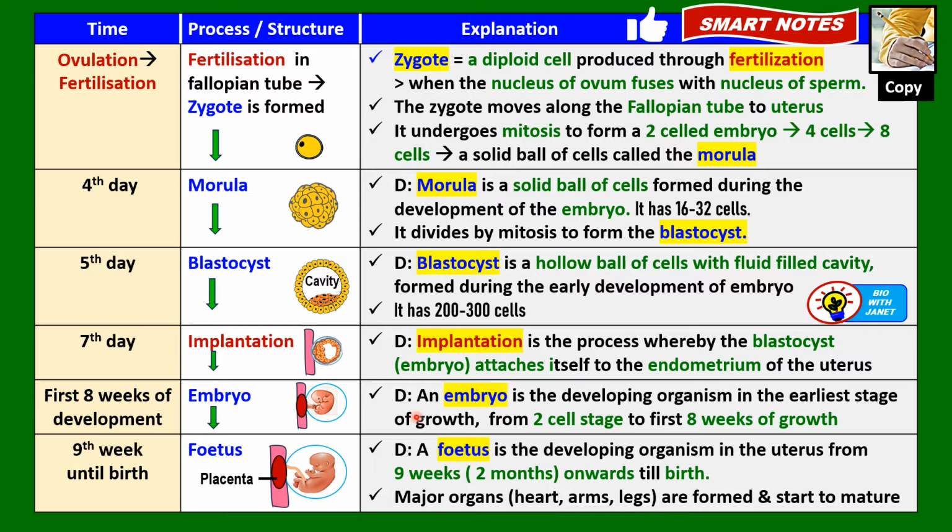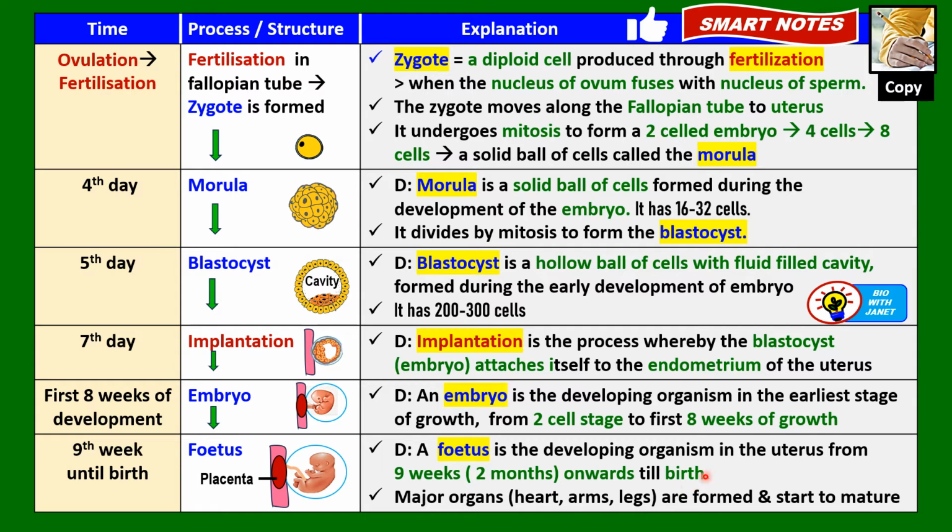Okay, so the word embryo means the developing organism. In the case of humans, it is the developing organism in the mother's uterus, in the earlier stages of growth, from the two-cell stage till the first 8 weeks of growth. First 8 weeks will be about 2 months. Then after that, from the 9th week until birth, this developing organism is called a fetus. So a fetus is the developing organism in the uterus from 9 weeks or 2 months onwards till birth.